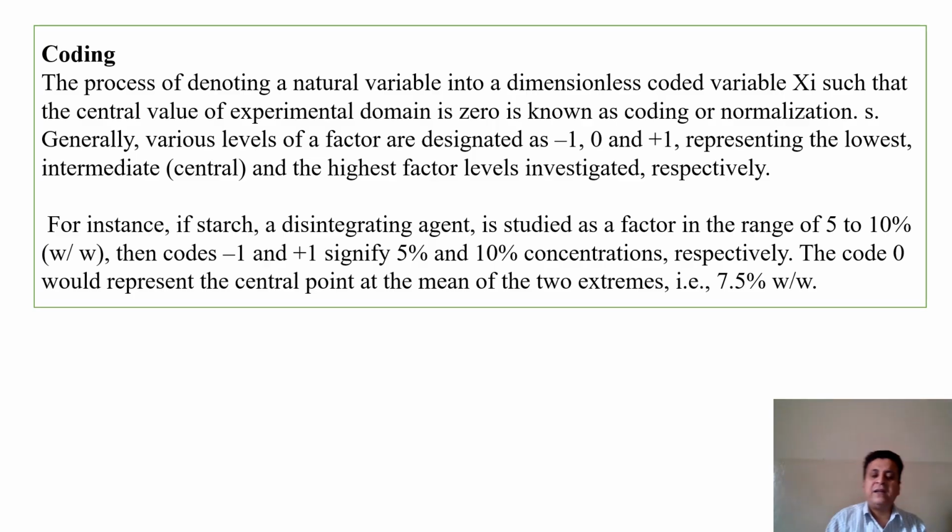For example, if you are taking the starch as a disintegrating agent and we are taking 3 levels, 5 to 10. So 5 is the lowest, it is called as -1. 7.5 will be in the middle, it will be called as 0, and 10% is the highest, it will be called as +1. So -1, 0 and +1. It is called as the coding of the levels of the independent variables.